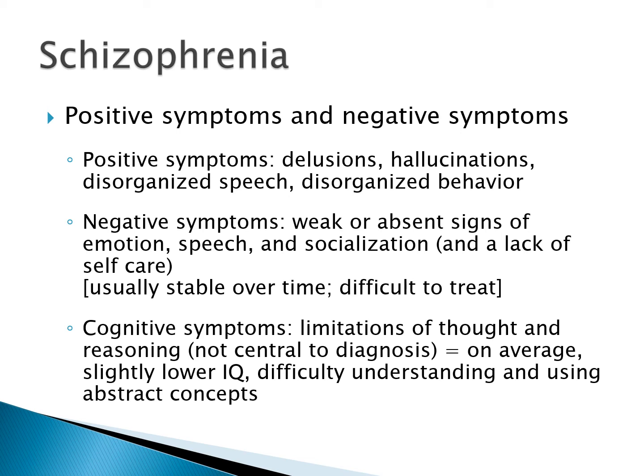They also have cognitive symptoms, which we can think of as negative symptoms, as they have limitations of thought and reasoning that are not central to the diagnosis, but are part of their not understanding a lot of what's going on. On average, they have slightly lower IQ, but again, this is on average, and you might remember the movie A Beautiful Mind, about John Nash, who was brilliant, right? A brilliant mathematician. And so on average, they have a slightly lower IQ.